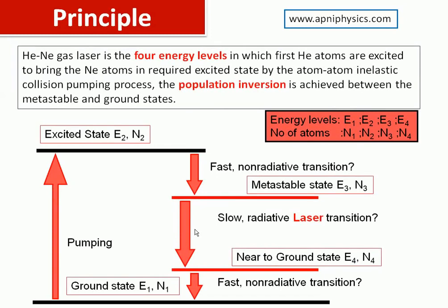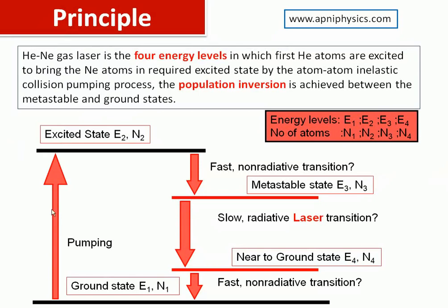Here, first of all, I will discuss the energy levels, how transitions take place between the energy levels, especially for the 4 energy levels, which is the main component of the helium neon gas laser. And the second point is about population inversion.